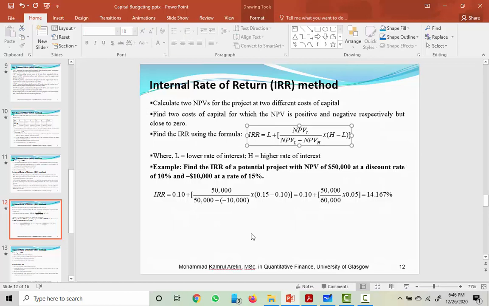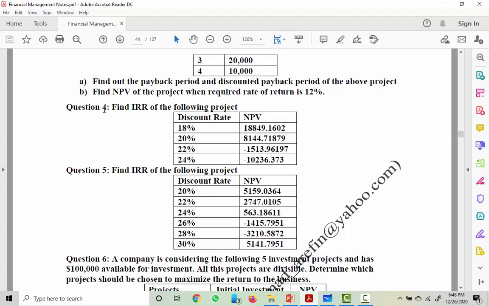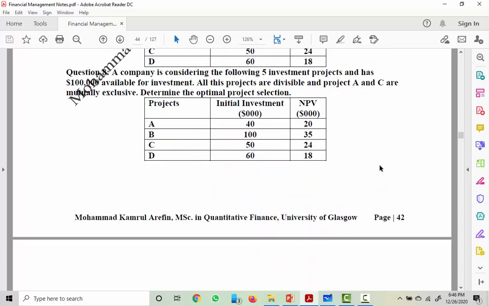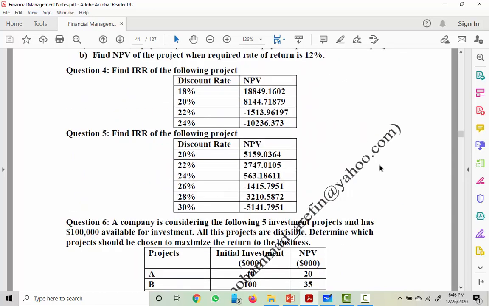Let's solve one problem before we move forward. Let's see question number 4 from page 42 of my handout. The question asks us to find the IRR of the following project. Here, as you can see, we have two positive NPVs at 18% and 20% respectively, and two negative NPVs at 22% and 24% respectively.